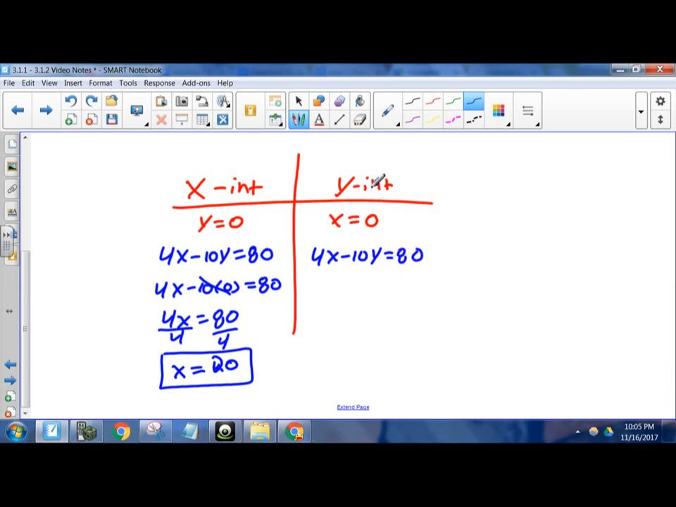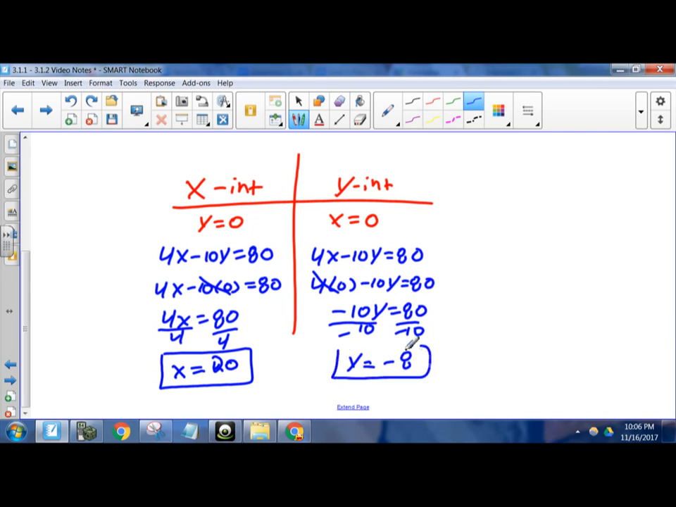And then over here, if I were to write down the equation again, we've got 4x minus 10y equals 80. But this time to find the y-intercept, I'm going to plug x equals 0 in. So I've got 4 times 0 minus 10y equals 80. And what that does is essentially wipe out the 4. I've got negative 10y equals 80. And I divide by negative 10. And I get that y is equal to negative 8.